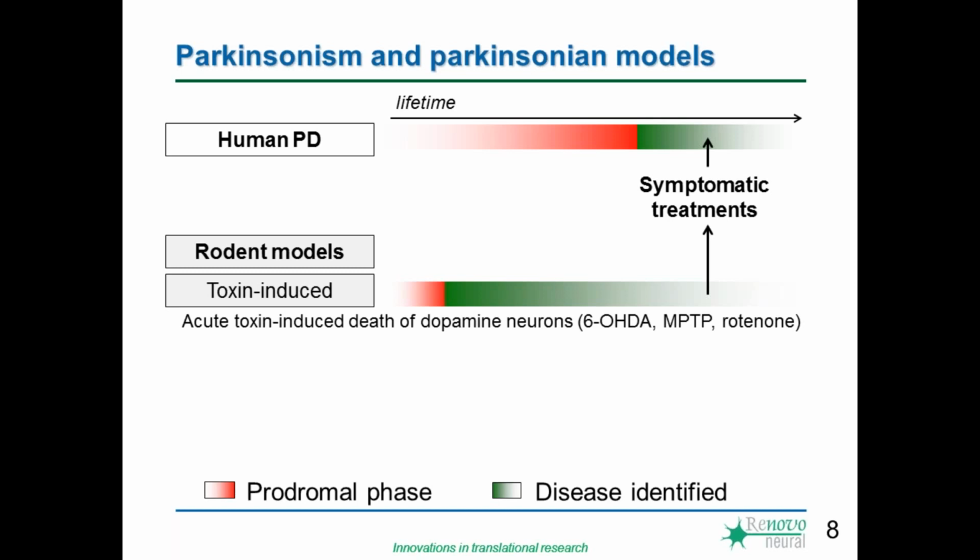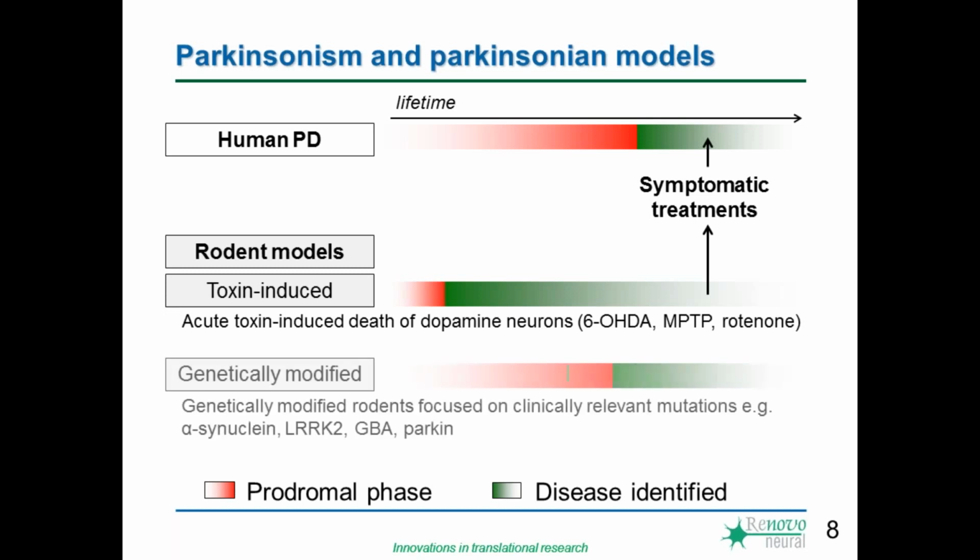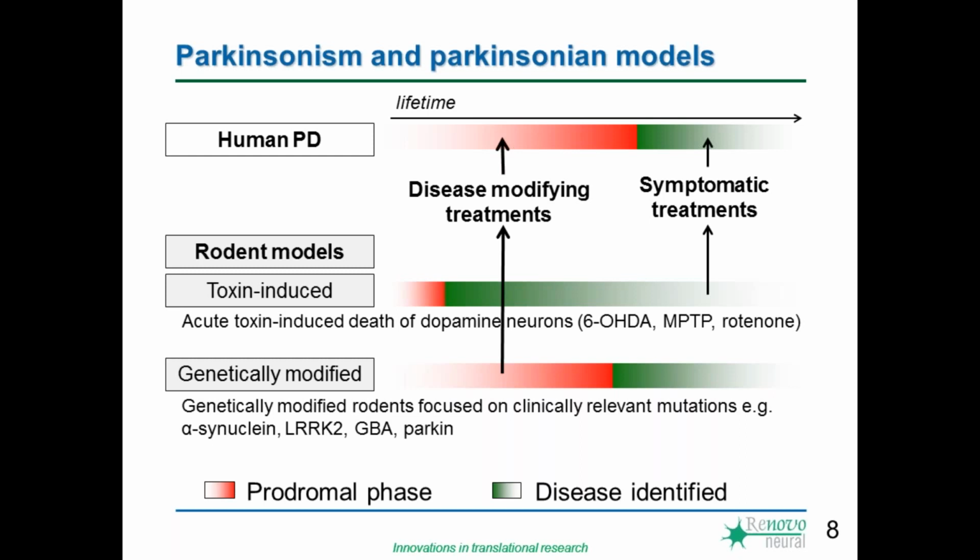For that new era in PD drug development, most useful will be genetically modified rodent models with clinically relevant mutations. In contrast to toxin-induced models, those models usually display a long and gradual prodromal phase. The analysis here will be focused on specific molecular pathways involving molecules such as alpha-synuclein, LRRK2, GBA, Parkin, and others yet to be discovered.